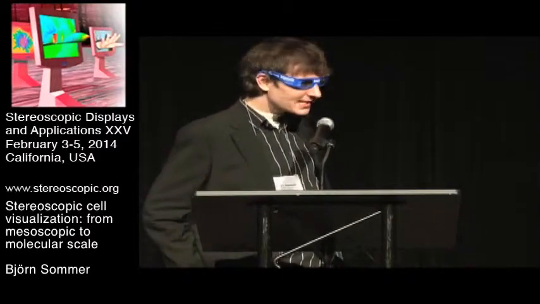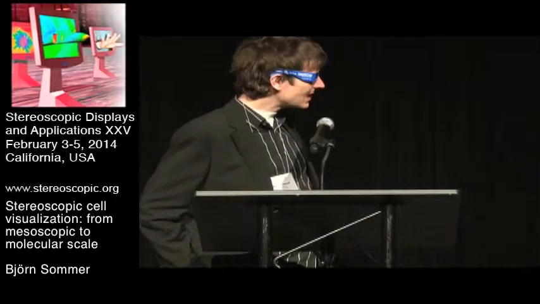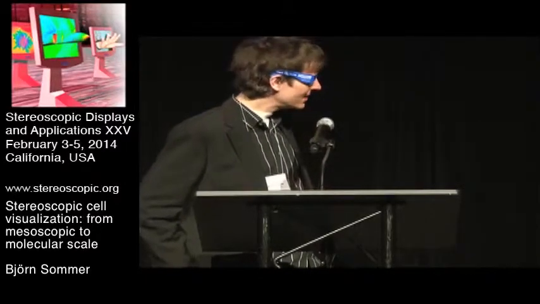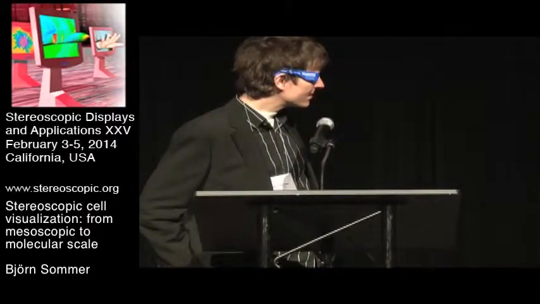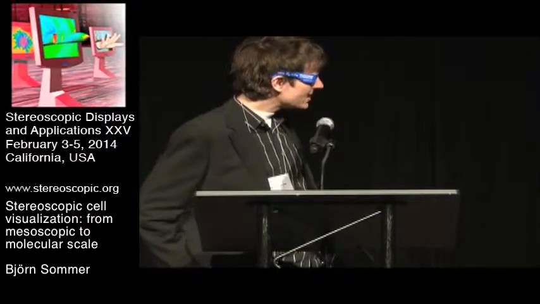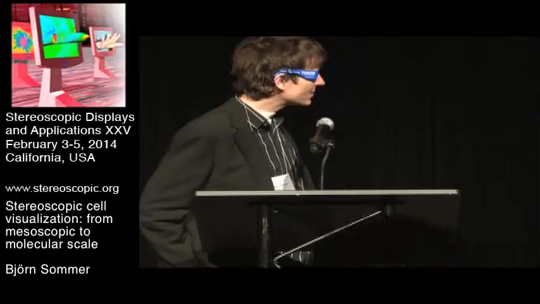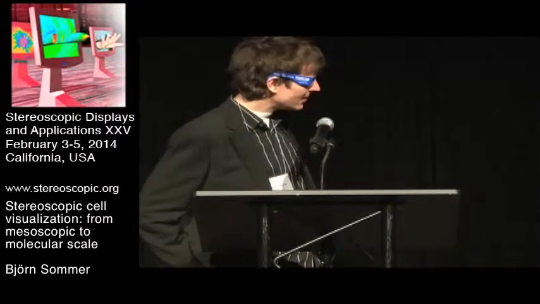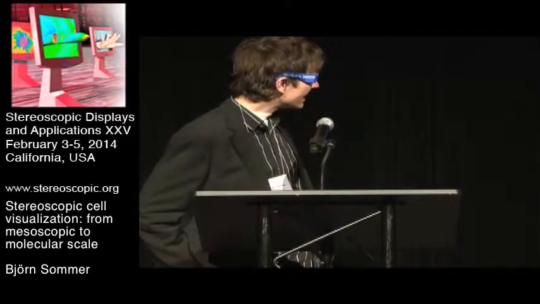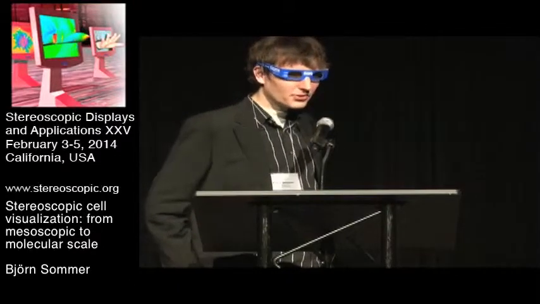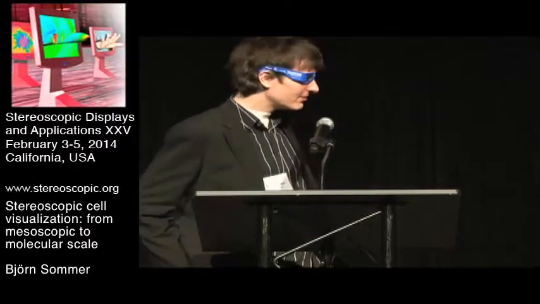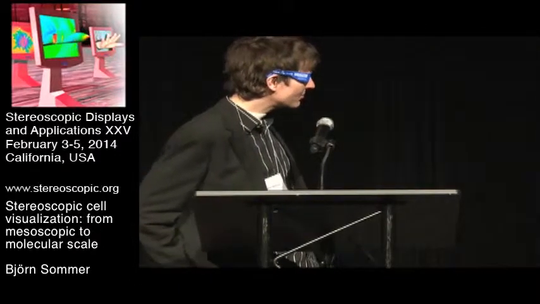The movie you see now was shown for the first time in 2012 in a cinema. What you see are some blood vessels where red and white blood cells are floating around. Now we are going down to the mesoscopic scale where we see different cell components, for example mitochondria, which are floating around here.